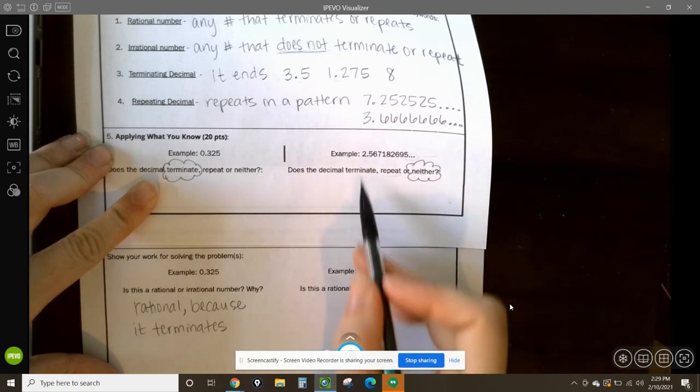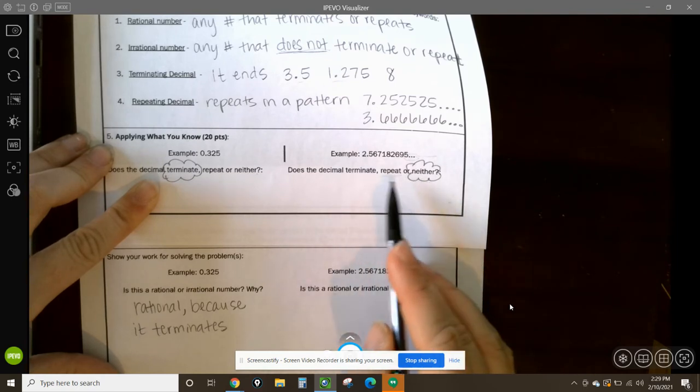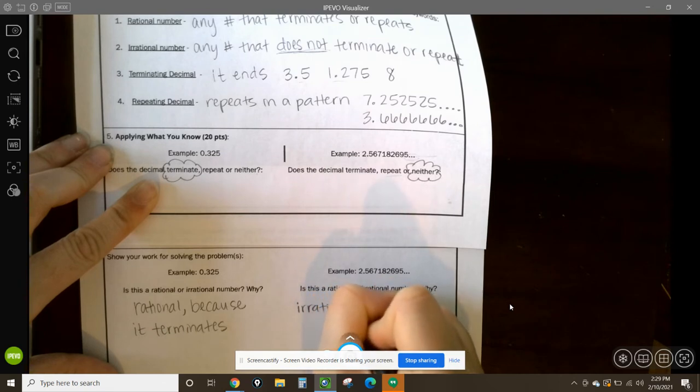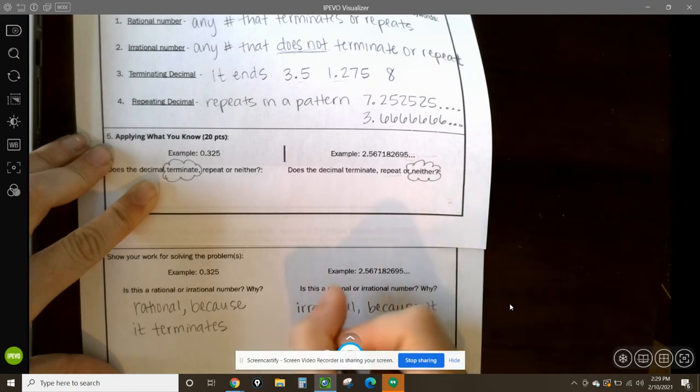The next example, the same one we did on the other page, 2.567182695, ... Is it rational or irrational? So up here we said that neither, it didn't terminate and it didn't repeat. So looking at our definitions, irrational is a number that doesn't terminate and doesn't repeat. So this is going to be irrational because it doesn't terminate or repeat.